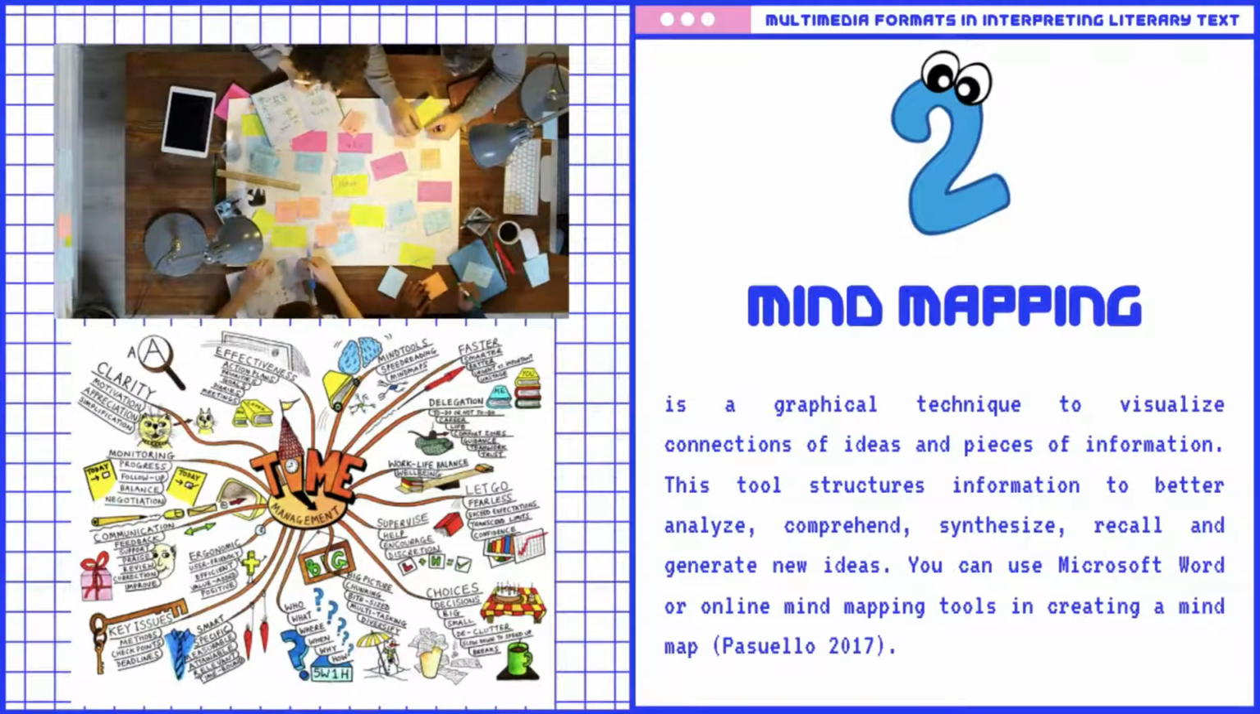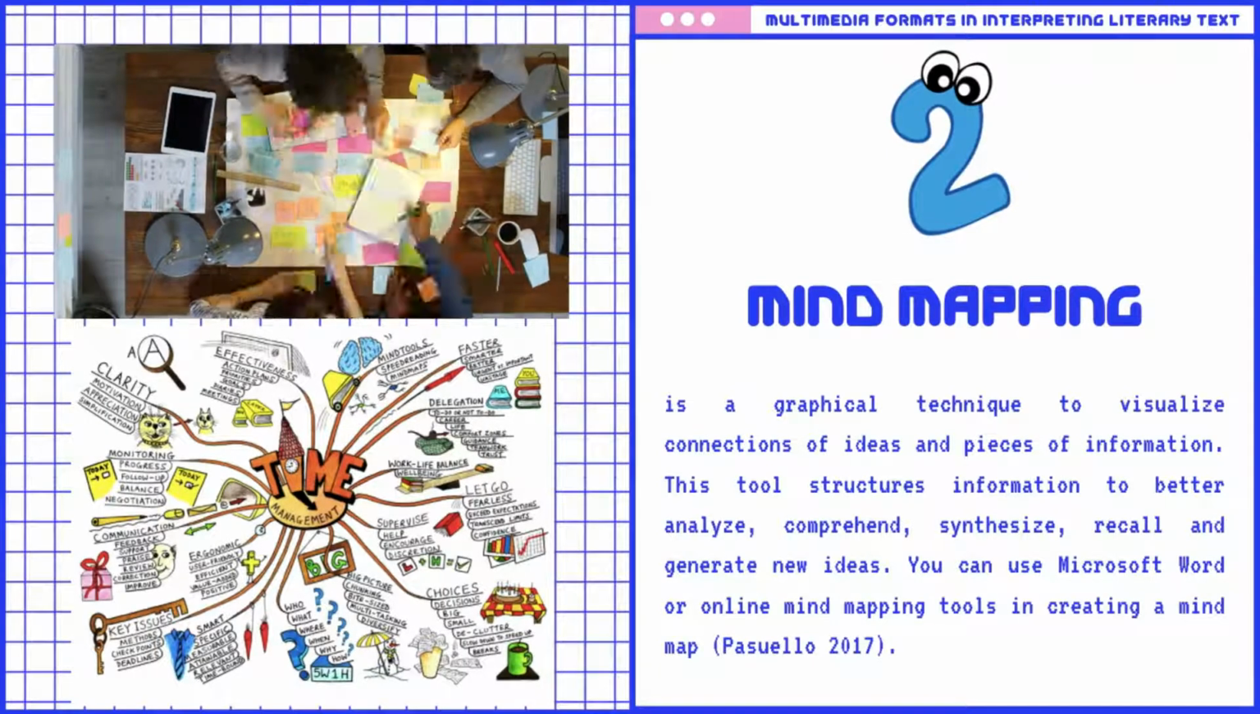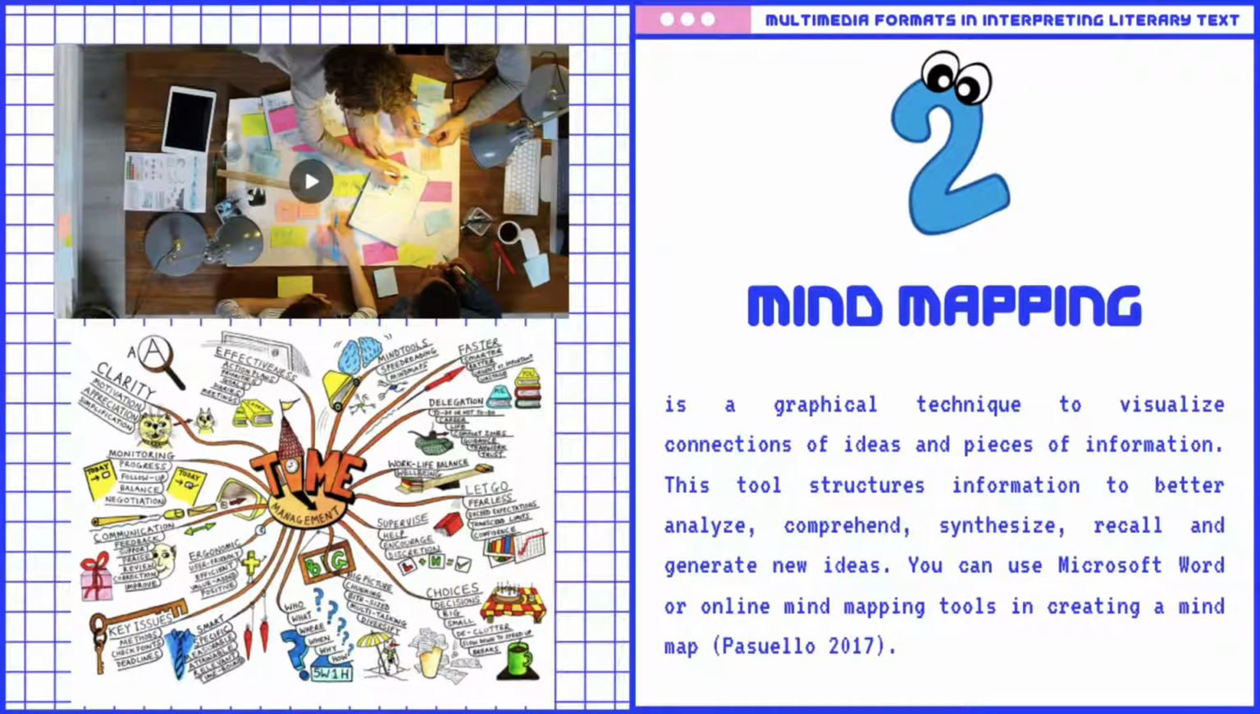number 2, we have mind mapping. Mind mapping is a graphical technique to visualize connections of ideas and pieces of information. This tool structures information to better analyze, comprehend, synthesize, recall, and generate new ideas. You can use Microsoft Word or online mind mapping tools in creating a mind map. As you can see on the left side, the mind map of time management is an example of a graphical technique to visualize connections of ideas, words, and information all about the topic itself.